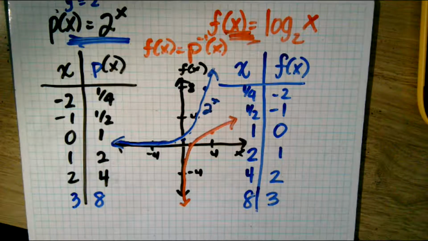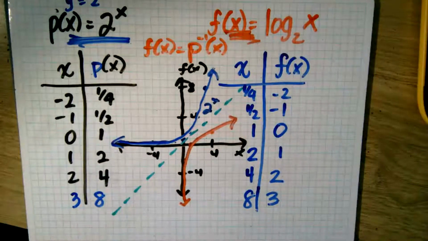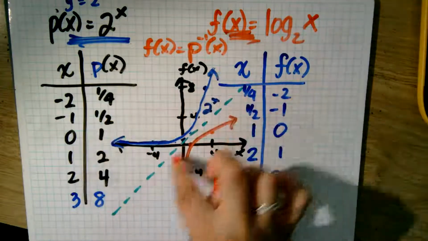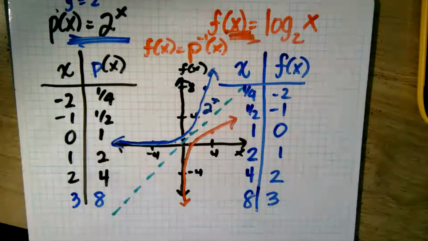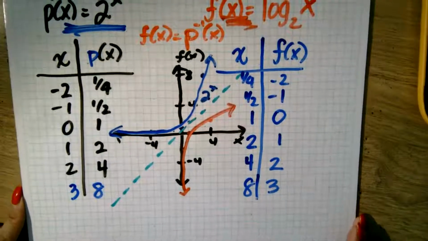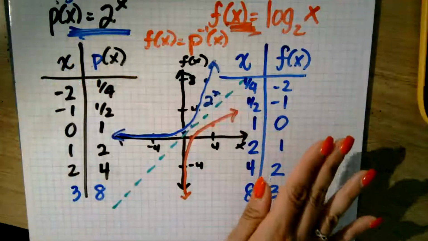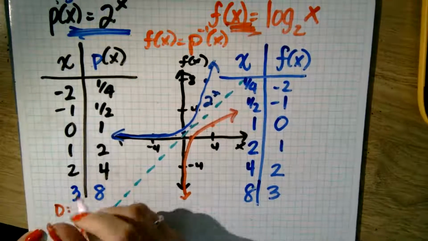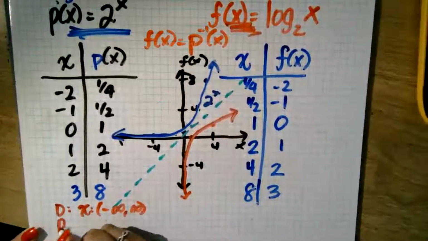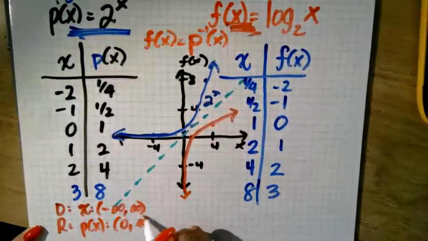Now let's make sure that it satisfies my definition that when two functions are inverses of each other, they reflect across the line y equals x. Do they? Yes, they do. So let's talk about some properties of the logarithm function. Remember I said the inputs of one become the outputs of the other? The exponential function has a domain of negative infinity to infinity. Oh, that's my domain. My range is non-inclusive 0 to infinity.